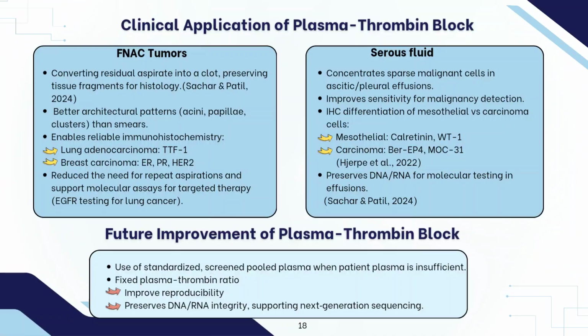Next, for future improvement, including using standardized pooled plasma when patient plasma is not enough, maintaining a fixed plasma thrombin ratio, and improving reproducibility. Enhancing DNA and RNA preservation will support advanced techniques such as next-generation sequencing.